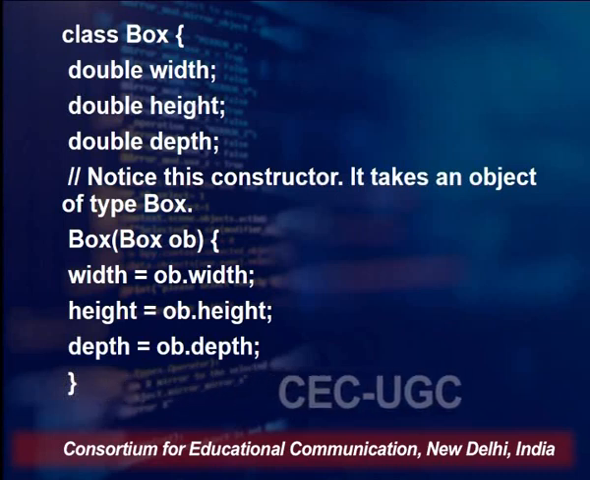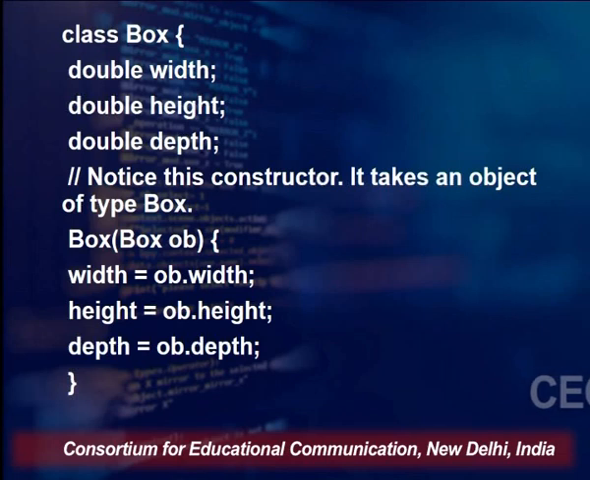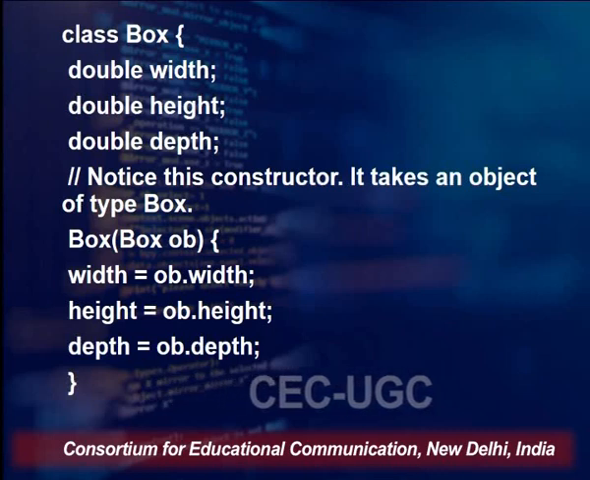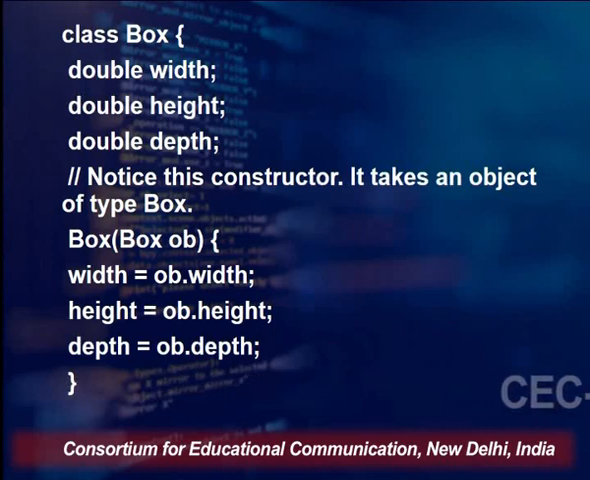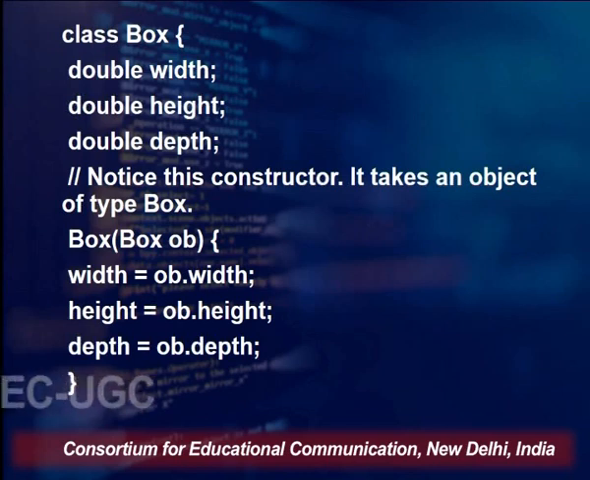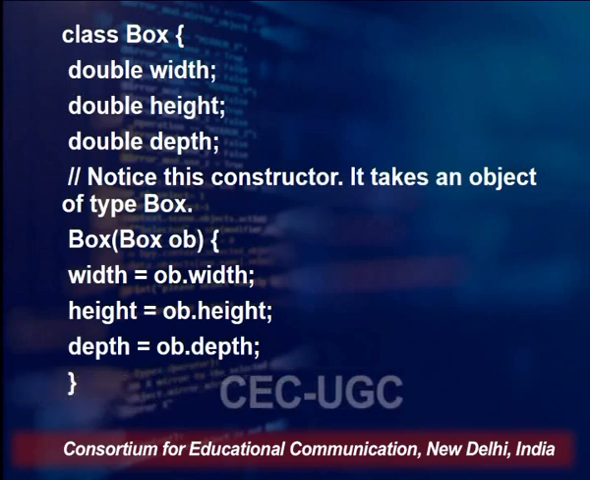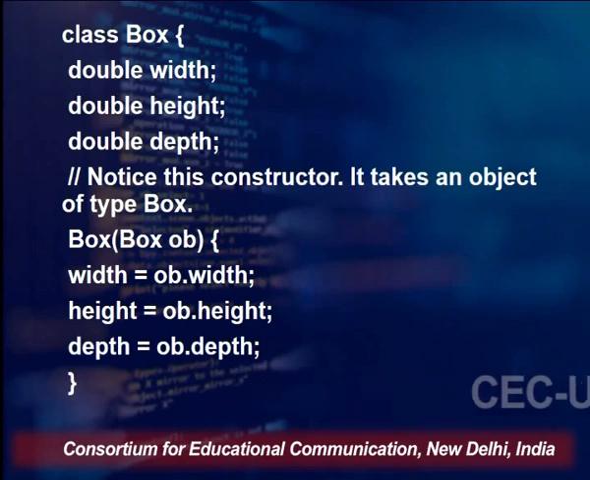Whatever is the width of OB is given to the width of the calling or invoking object here, because it is not a normal method being called by the object. It is a constructor which is invoked whenever the creation of an object takes place. So width is equal to OB.width, height is equal to OB.height, and depth is equal to OB.depth. And OB is actually the name of the reference object, or the object of this class Box.